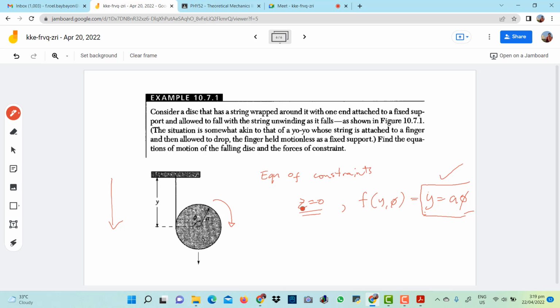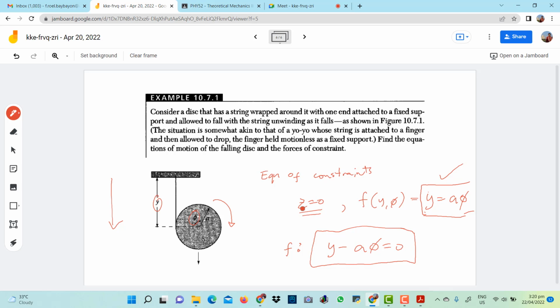So the equation of constraint is y equals a phi. Because as you can see from the problem, your y is related to phi by this equation, where a is the radius of your disk. Therefore, f as a function of y and phi, transposing a phi, we have y minus a phi equal to 0. So I now have an equation of constraint. Take note, f is an equation of constraints.